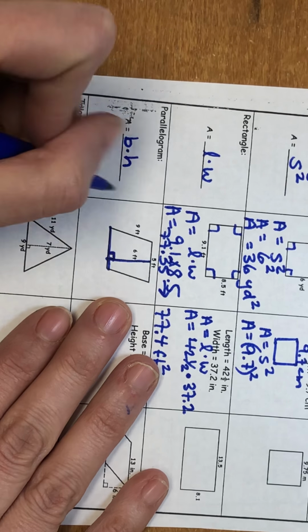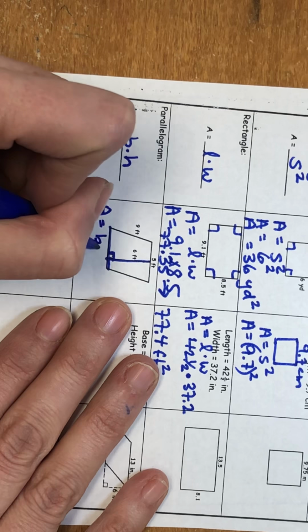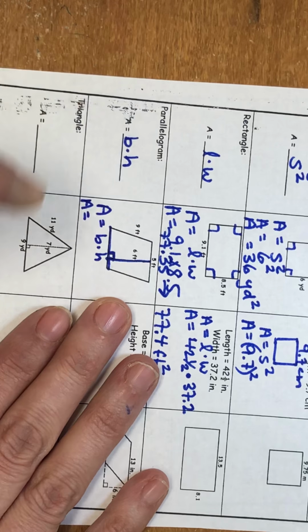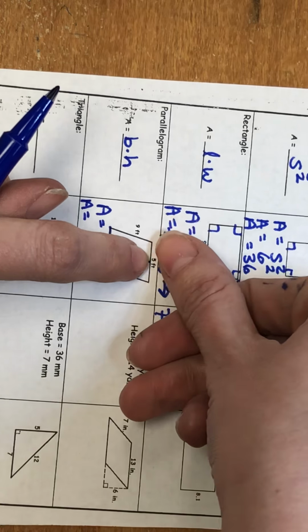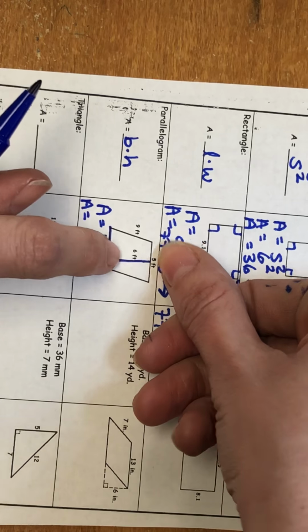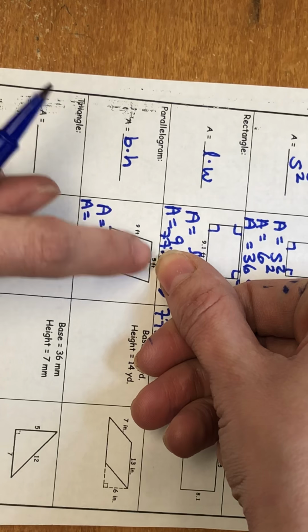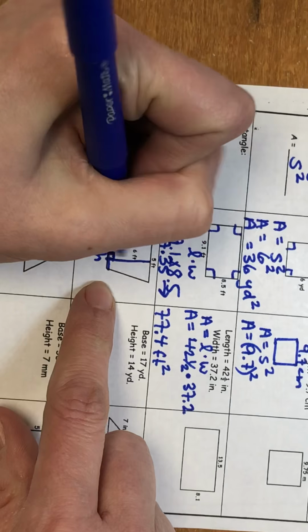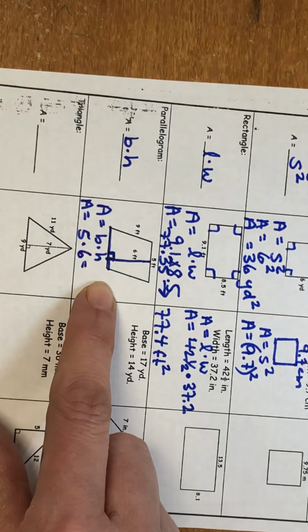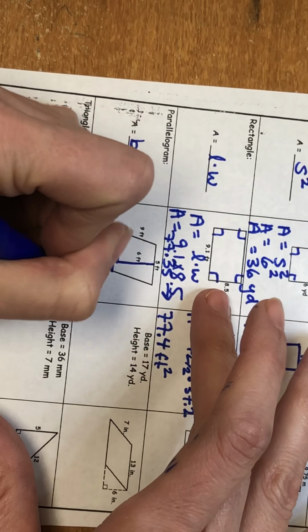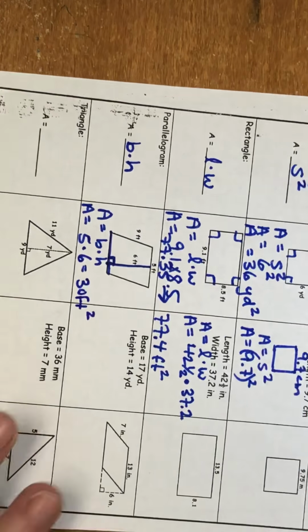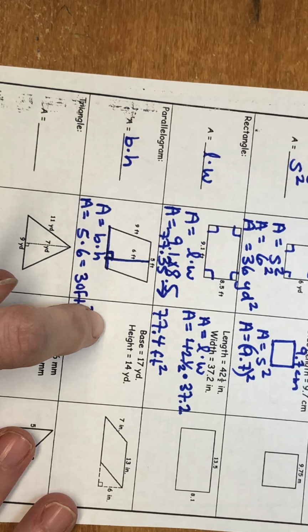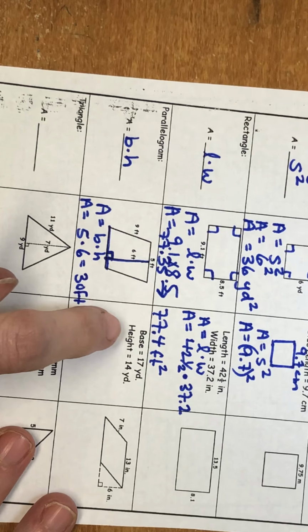So again, I'm going to rewrite my formula. A equals base times height, okay? My base, again, is whatever is perpendicular to my height. So that's a 5. If this is 5, this is 5. So my base is 5. My height is going to be 6. Okay, so 5 times 6 is 30 feet squared, okay? This one's easy, okay? It's not a diagram, but you can basically multiply.